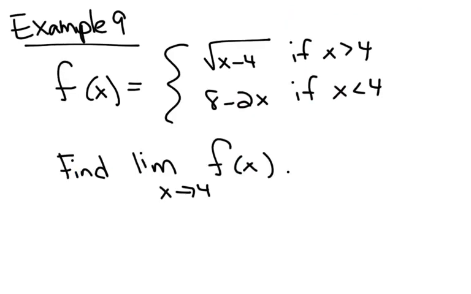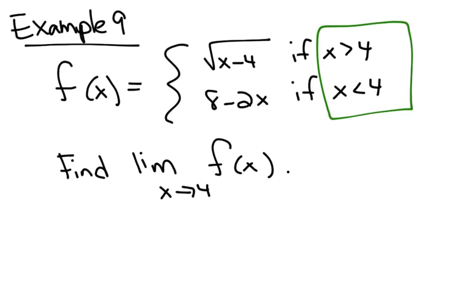Finding the limit of a piecewise function is very simple. F of x is the square root of x minus 4 if x is greater than 4, and it's 8 minus 2x if x is less than 4. What I want you to notice is that neither one of those functions actually exists at 4. Remember, the inequality symbols that do not have the line underneath mean that it does not include that number. So that means technically it's an error message there.